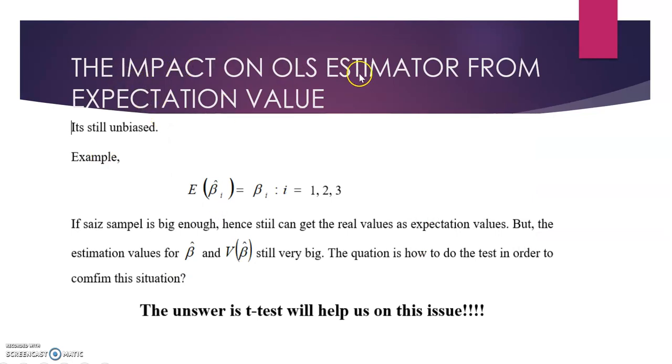Looking at the impact on the OLS estimator, from the expectation value it is still unbiased. For example, the expectation of beta hat i equals beta i, where i equals 1, 2, 3. If the sample is big enough, we can still get the real value as the expectation value. But the variance of beta hat is still very big. How do we test in order to confirm the situation? The answer is the t-test will help you on this issue.